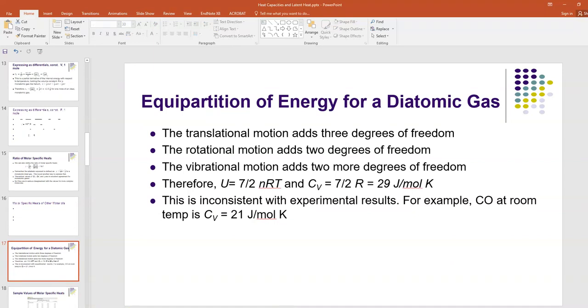So we've got translational motion, that's 3 degrees of freedom, like monatomic ideal gases. If you're talking about a diatomic gas like nitrogen, that can add 2 more because it can rotate about 2 axes. Vibrational motion would add 2 more degrees of freedom to it. And so we would have U equal to 7/2 nRT, and then C sub V should be 7/2 R, which is 29 joules per mole Kelvin. But that doesn't match our experimental results. Like carbon monoxide at room temperature is 21 joules per mole Kelvin.